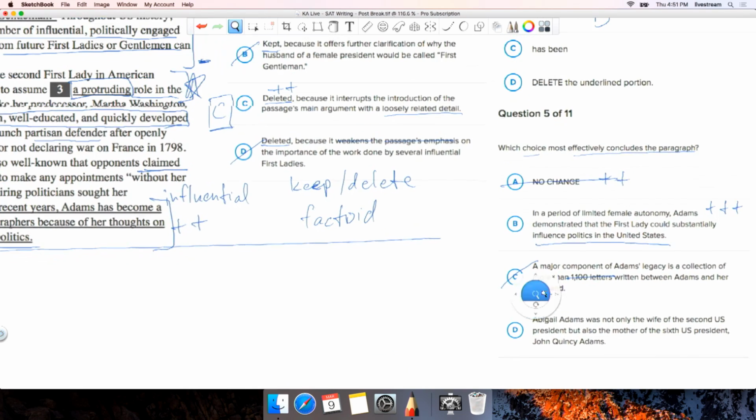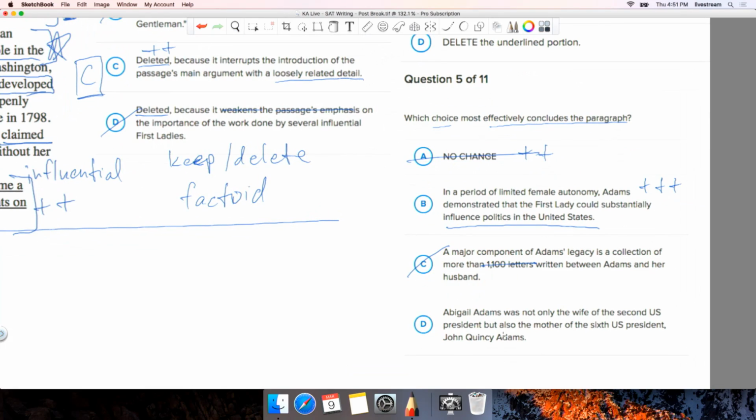And so then the last part, I'll just zoom in a little bit more here. Abigail Adams was not only the wife of the second U.S. president, but also the mother of the sixth U.S. president, John Quincy Adams. So again, that one is talking about the mother rather than Abigail Adams, and so B is going to be our final answer.